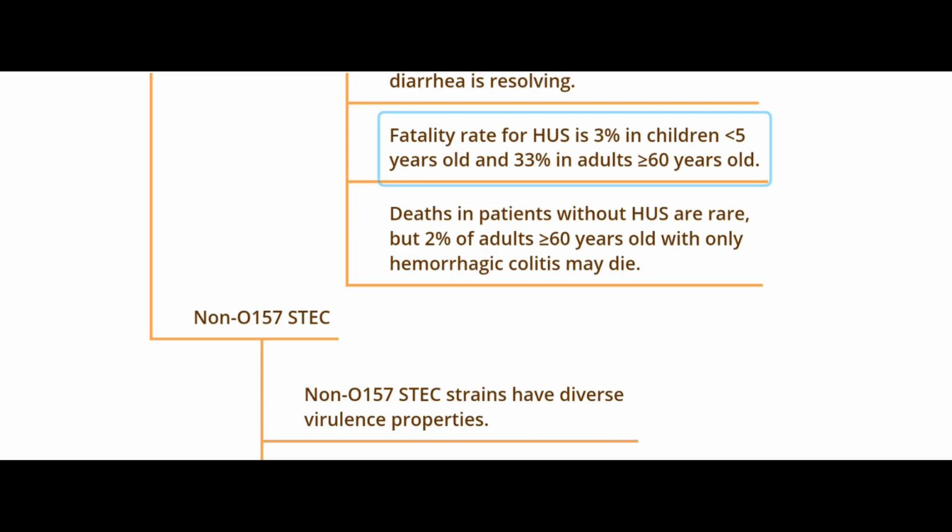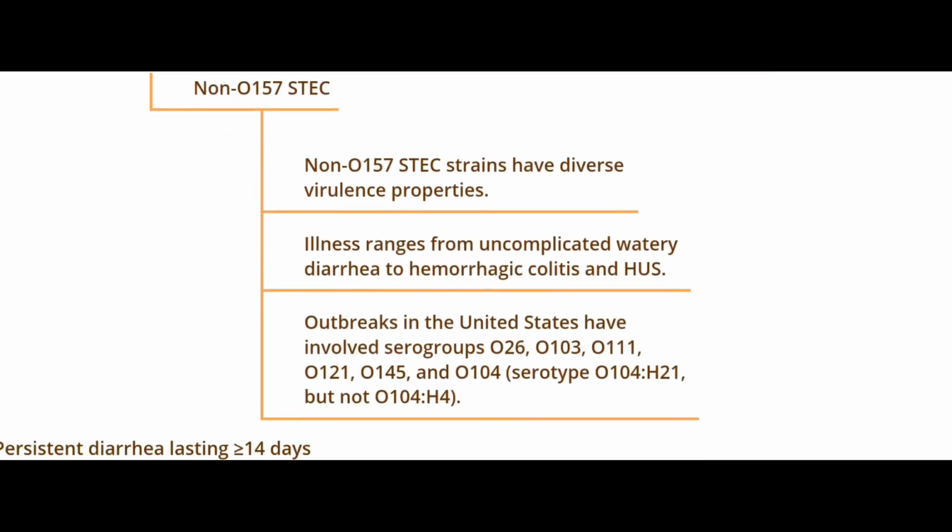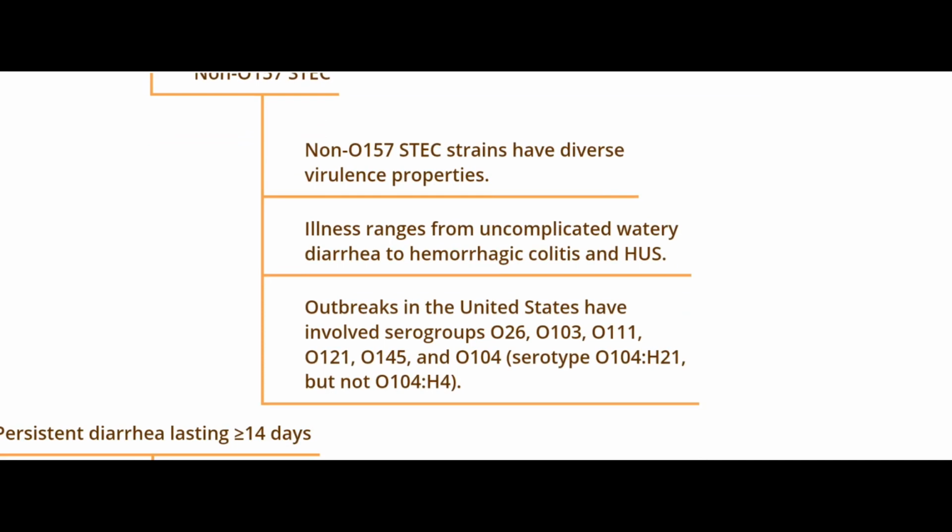If we talk about non-O157 STEC, they have diverse virulence properties. The range is from uncomplicated watery diarrhea to hemorrhagic colitis and even hemolytic uremic syndrome. Multiple outbreaks in the United States have involved multiple groups and serotypes.